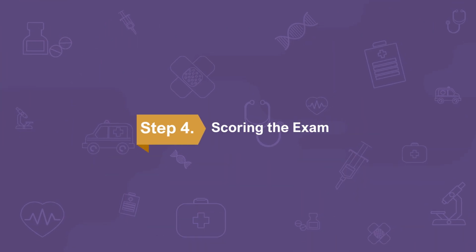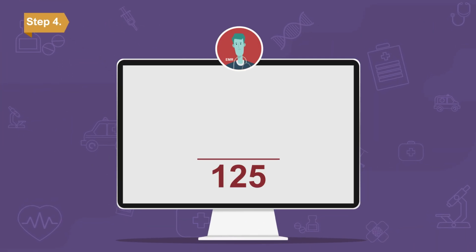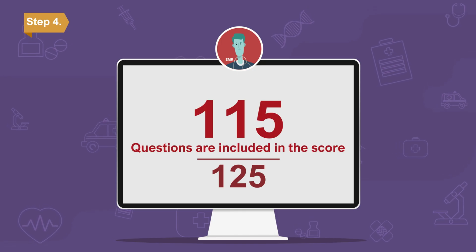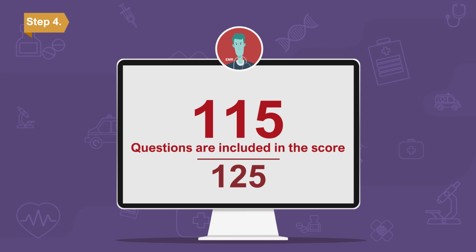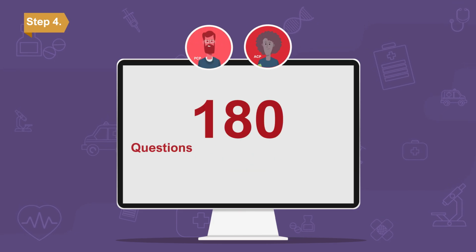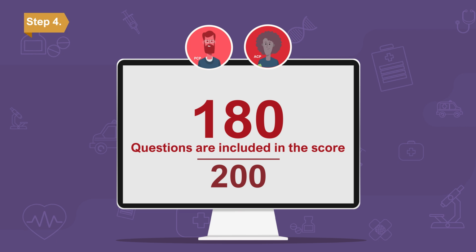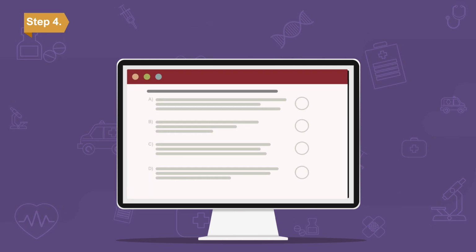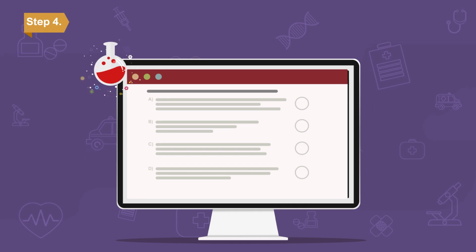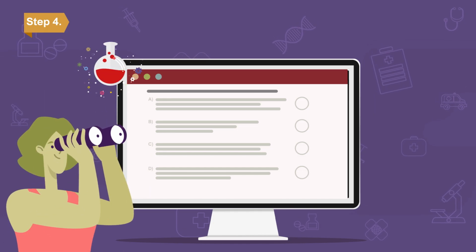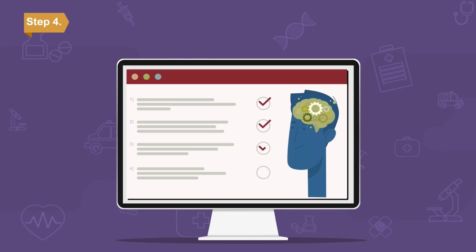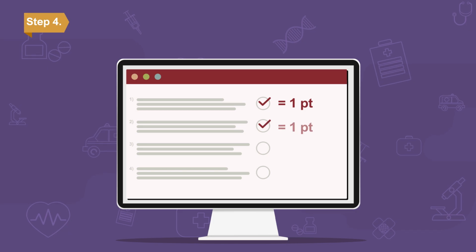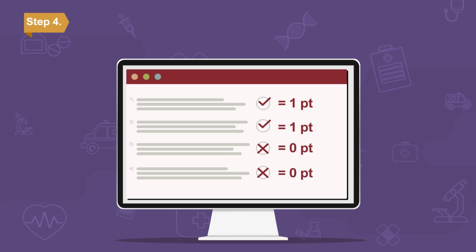Step 4. Scoring the exam. Of the 125 EMR questions, 115 are included in the score, while the remaining 10 are not. For PCP and ACP candidates, 180 out of 200 questions will be scored, with 20 left unscored. This is because these unscored questions are experimental and are still being reviewed to ensure they are appropriate and meet psychometric standards before they are moved into the scored category. 1 point is given for every correct answer and 0 points for every incorrect answer.